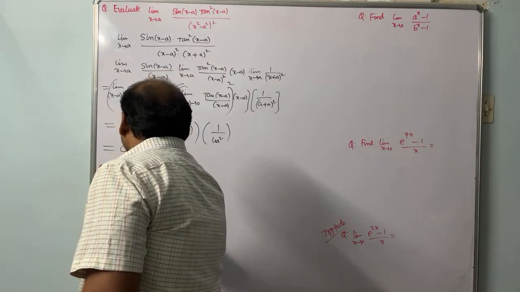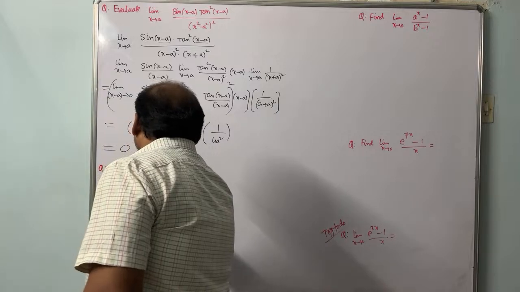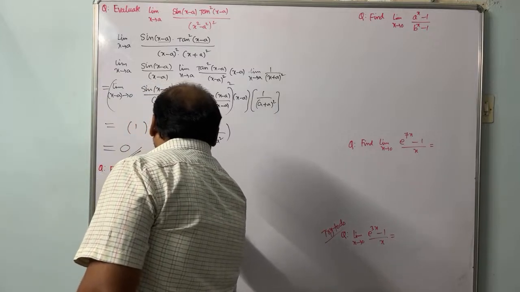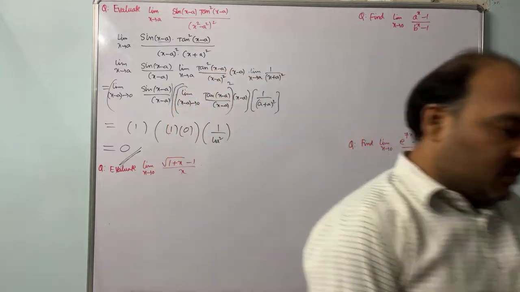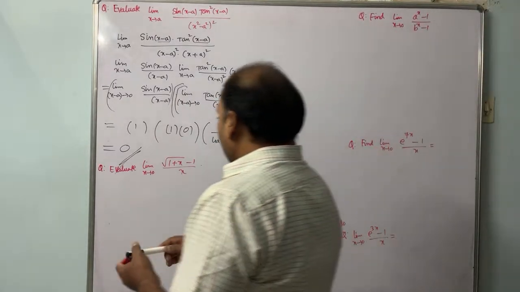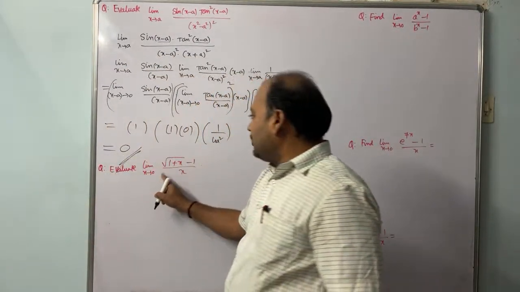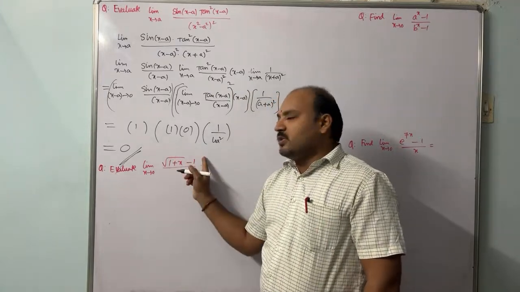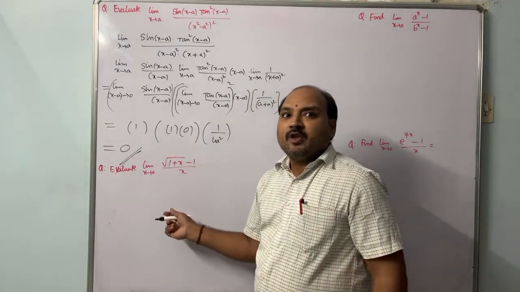Evaluate limit x tends to 0, (root 1 plus x minus 1) by x. This is the question, dear students. So how to do this type of question? X is equal to 0, substitute directly: 1 minus 1 is 0, 0 by 0, indeterminate form.